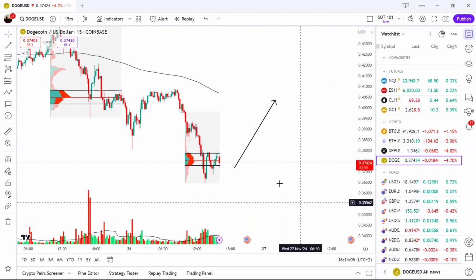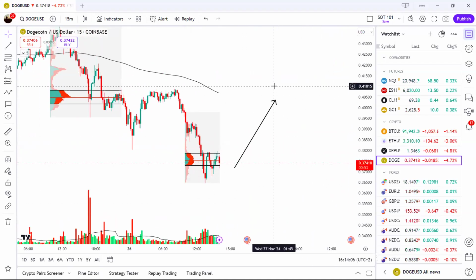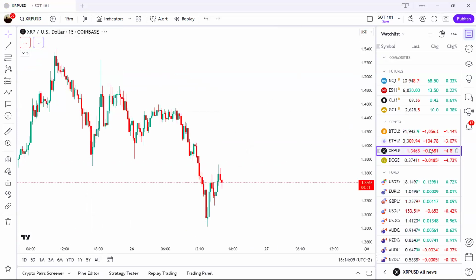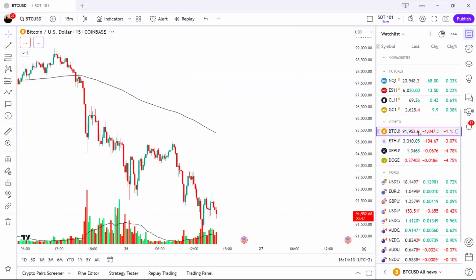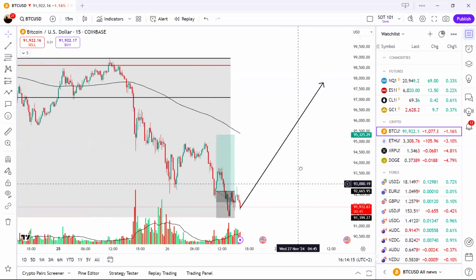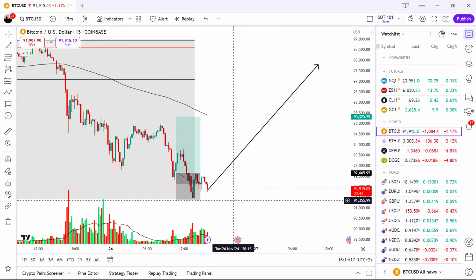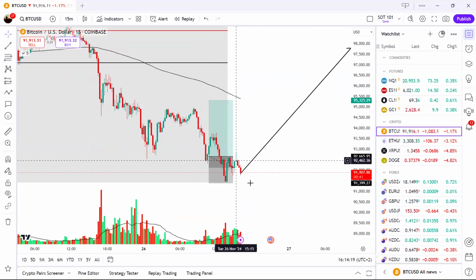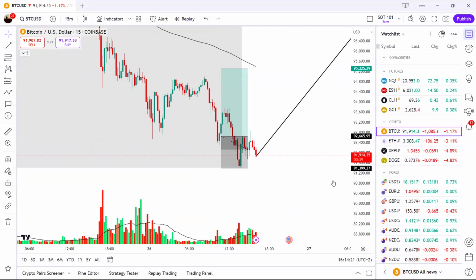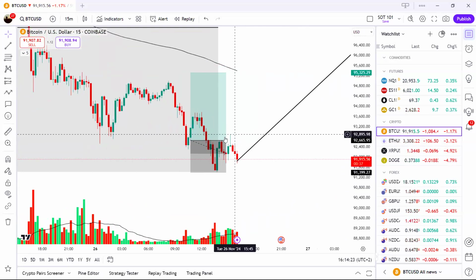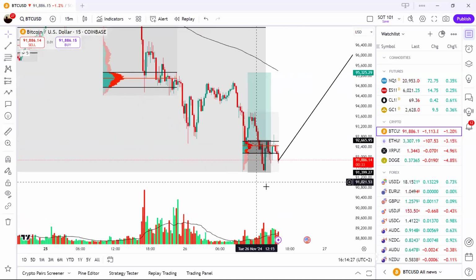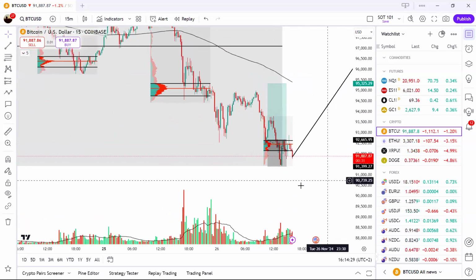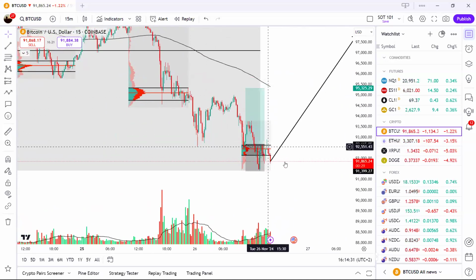Okay, but yeah, I'm still looking for an upwards move on Dogecoin. I'm looking for an upwards move on Ripple. I'm looking for an upwards move on Ethereum. I'm also looking for an upwards move on Bitcoin still. Okay, I just didn't like the market action. I should have been stopped out, but at least I had the opportunity to close my trade just below the entry price.